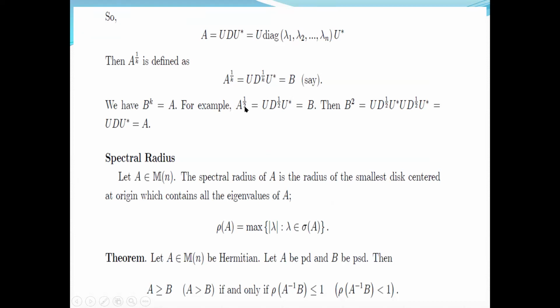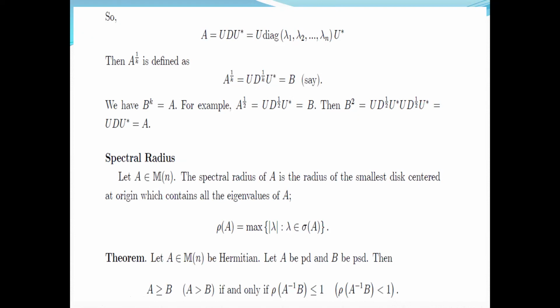For example, if we have A to the half equal to U D to the half U star, then its square is U D half U star U D half U star. U star U is identity. So this is U D U star, and this is A. This defines A to the power 1 by k.